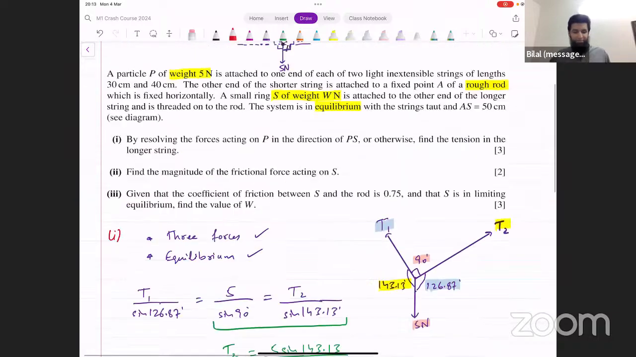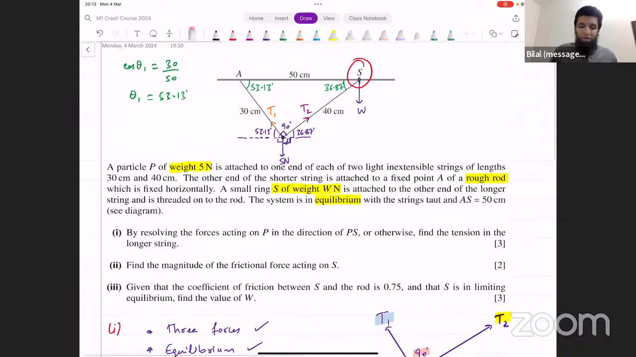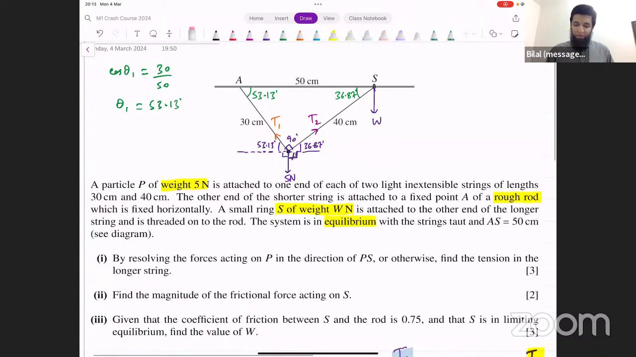Part 2 says, find the magnitude of the frictional force acting on S. What's S? S is this ring that we have on that rod. We want to find the magnitude of the friction force. Now we have to look at the forces acting at the point S. Now I'm just going to get rid of these lengths here. We don't really need them, right? The whole point of giving those lengths is to help you find the angles. Now, once we have the angles, there's no use of these lengths. I'm going to just get rid of them.